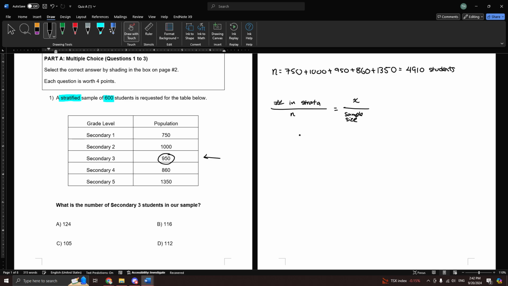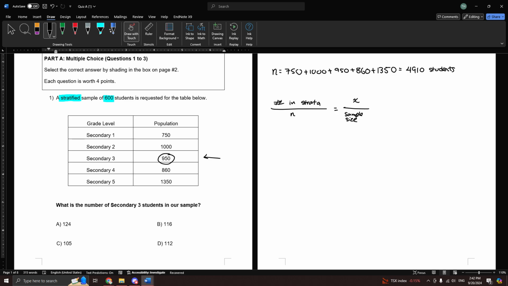So everything on the left side of the equation has to deal with our original population. This is the number in our strata originally, 950. This is our original population size. On the right side, it's anything to do with our sample, in other words, this is how many Sec 3 students we want in our sample, and this is just our total sample size. So that's another trick to remember: left is population, right is sample.